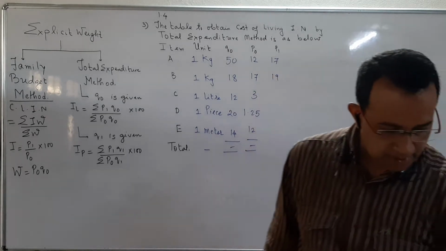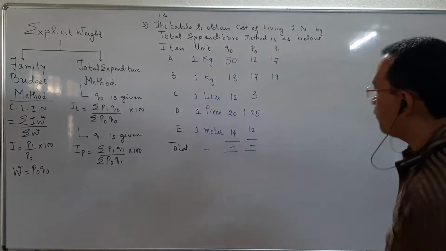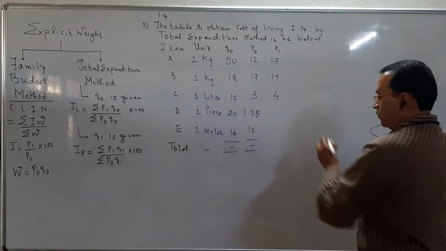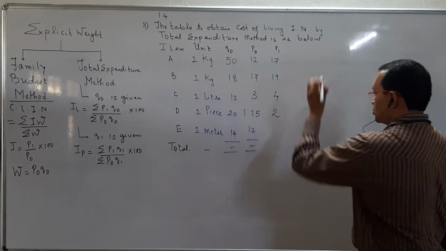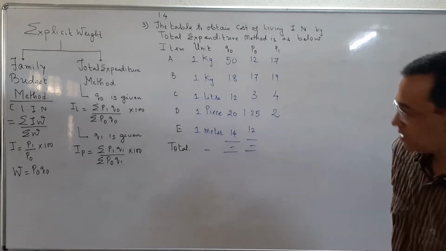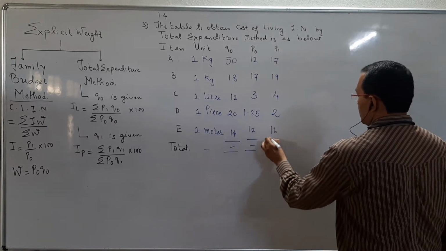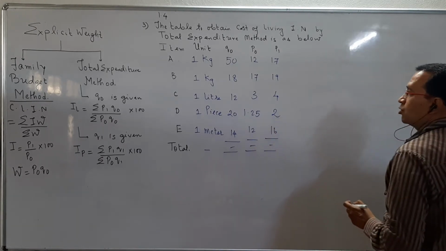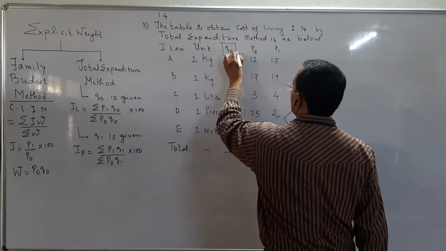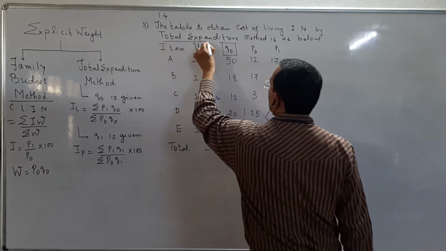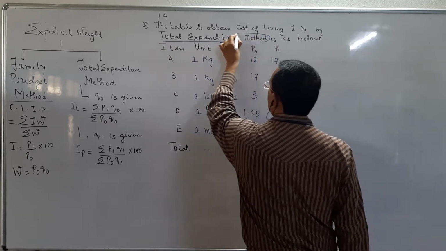Then 10 liter is costing 40, so per liter 4. 1 dozen is costing 24, so per piece 24 by 12, which is 2 rupees. And 1 meter is costing 16. This doesn't require a total. Now Q0 is given, and the method is total expenditure method.